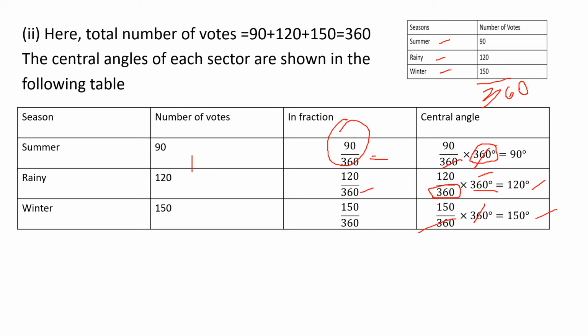What is the central angle for summer? 90 degrees. For rainy, 120. Winter, 150. Here the calculation is easy, right? If the problem is a little bigger, you can cancel from the fraction part, then do it here. That is the calculation, but it is your wish. According to your convenience, you can cancel it, no problem. Now we got the angles. Summer 90, rainy 120 and winter 150. Now we have to draw the pie chart. That is the third part.